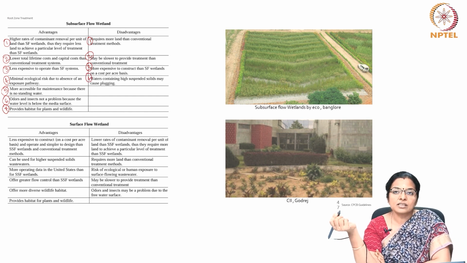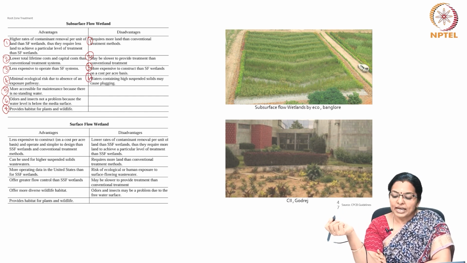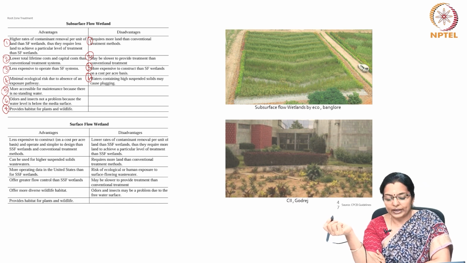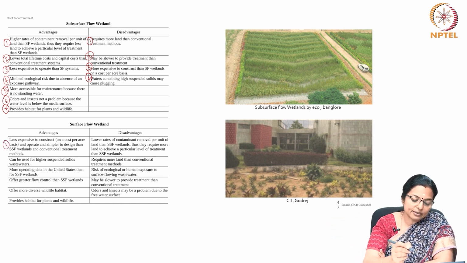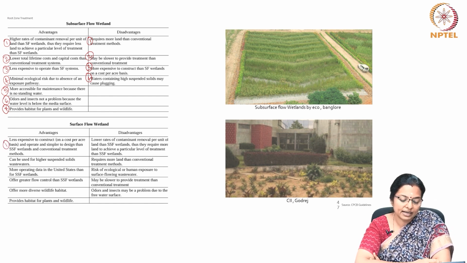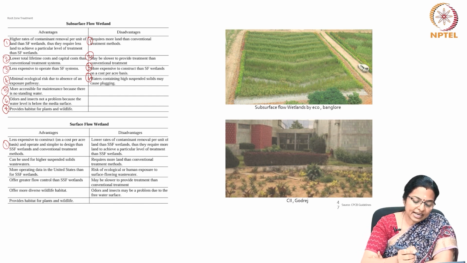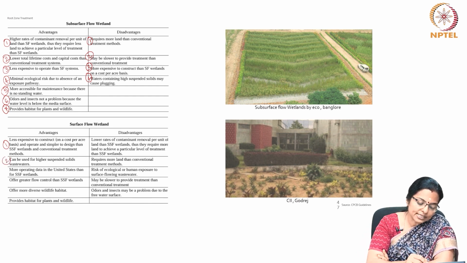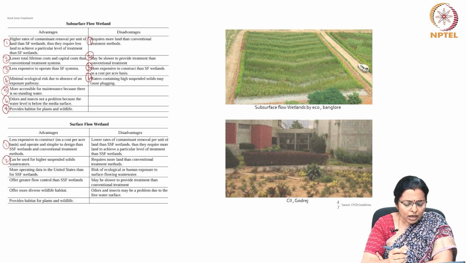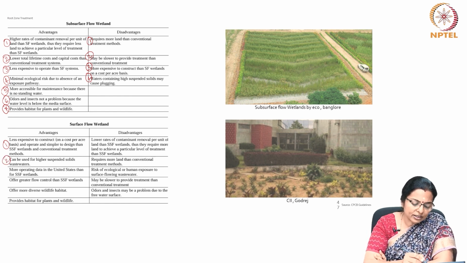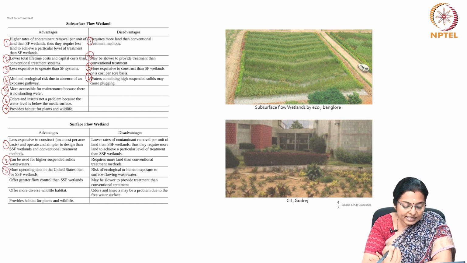Next, we will look at surface flow wetland. The advantages of surface flow wetland are that they are less expensive to construct on a cost per acre basis, and they are simpler to operate and design than subsurface flow wetlands and conventional treatment methods. They can be used for higher suspended solids wastewaters. They have more operating data in the United States. So, there is extensive data in some parts of the world for any research to take ahead.